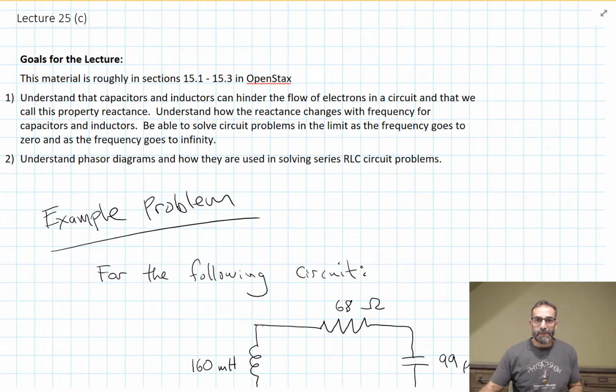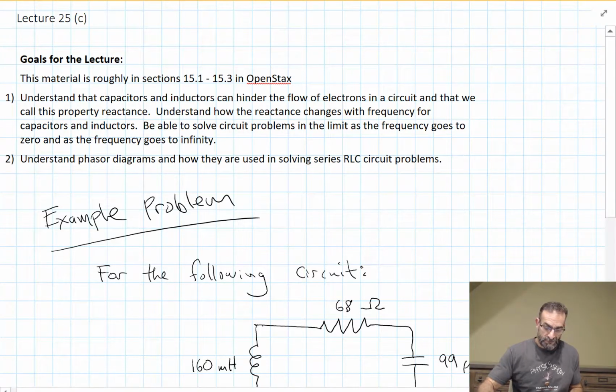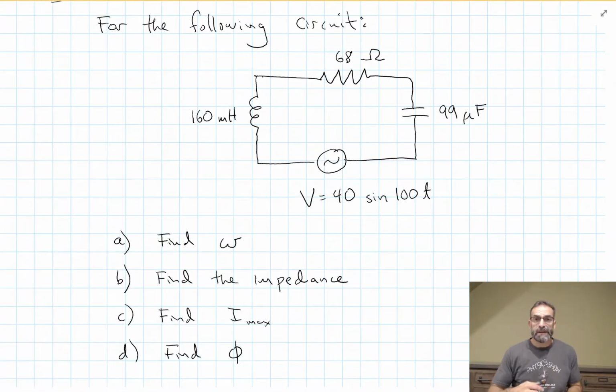Let's do this example problem. We're given the following information about the circuit, and we're going to find omega, the angular frequency, the impedance of the circuit, I maximum, and the phase angle. That's the angle in our phasor diagram between the potential and the current.